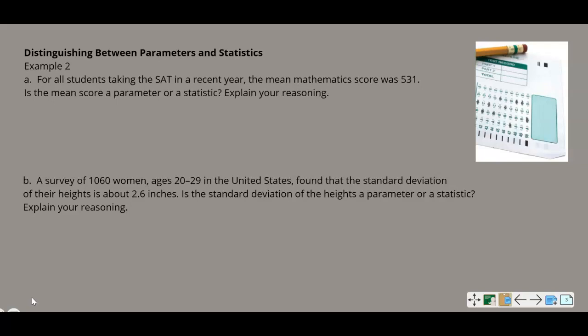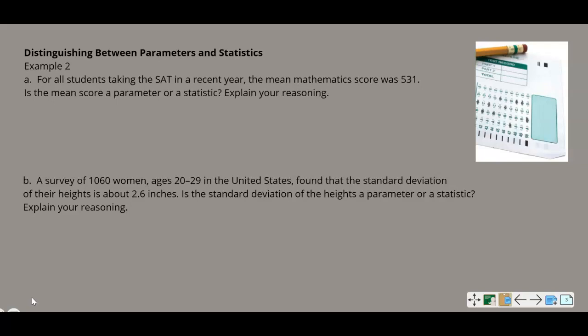So a numerical description of a population characteristic is called a parameter. So a population, remember, is the whole, everything. That's called a parameter. So a numerical description of a sample characteristic is called a statistic. So because some populations are too large to measure, a statistic such as a sample mean is used to estimate the parameter, such as the population mean. So it's very important to be able to distinguish between a parameter and statistic.